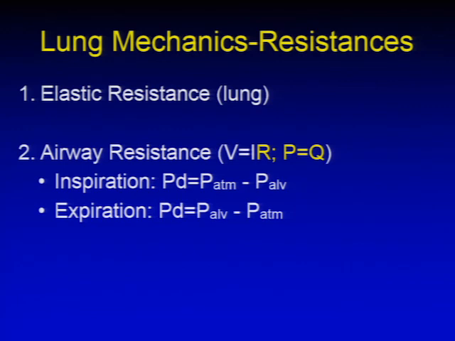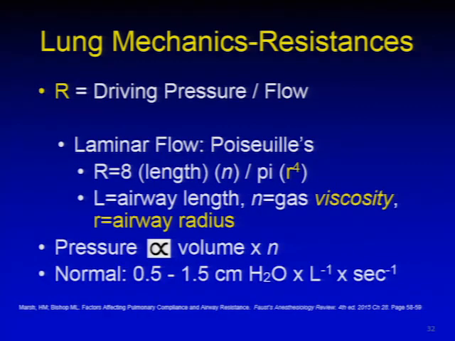The elastic resistance is a function of the lung itself. Resistance reflects the friction of moving gas molecules along the walls of the airway, and the equations are represented there on the slide. Resistance to flow is affected most by the radius of the airway, and you can see in the equation for resistance, this is raised to the fourth power. Therefore, reducing your radius by half will increase the resistance 16-fold.